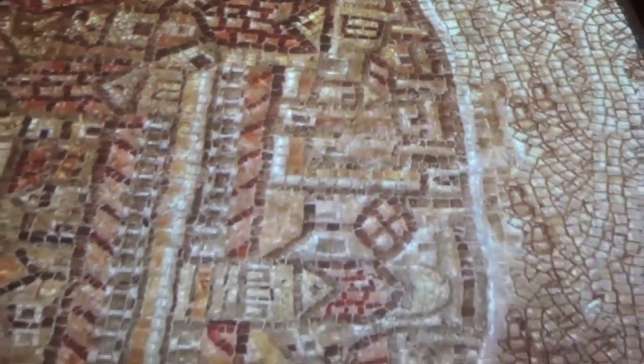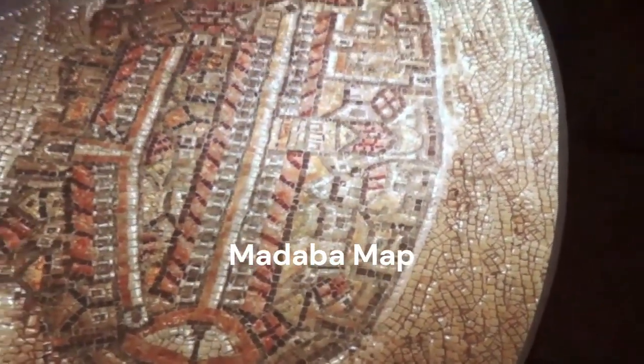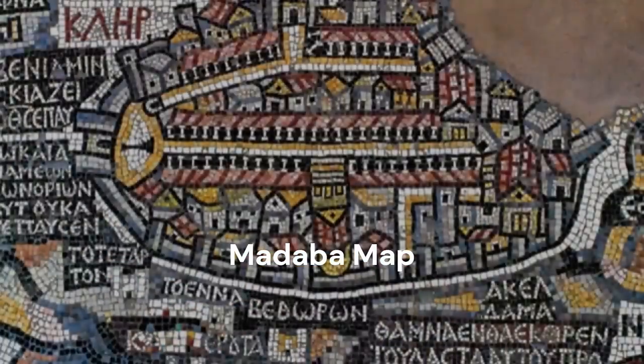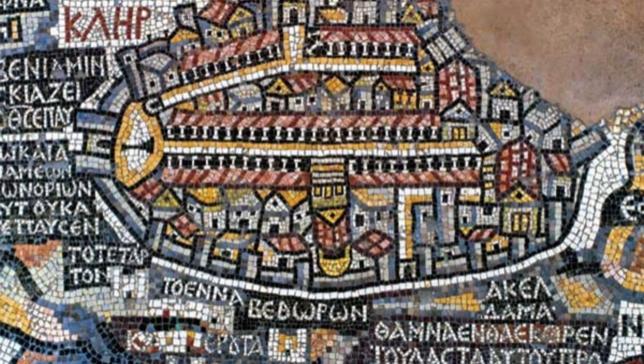This is a mosaic replica of the Madaba map. The Madaba was a church in Transjordan, and they had this on the floor of the church, 6th century, and it was kind of like a tourist map. Here you see the Greek written on the side, giving you an idea of all the sights you can see when you go to Jerusalem.